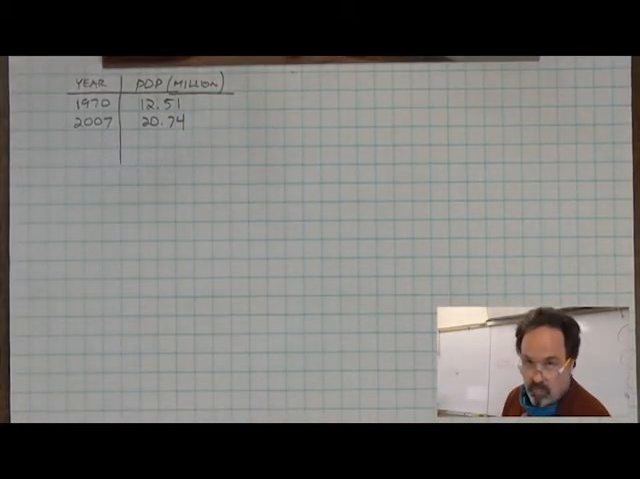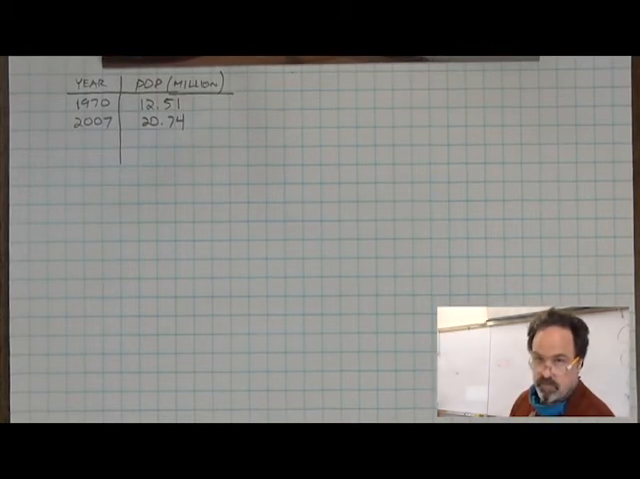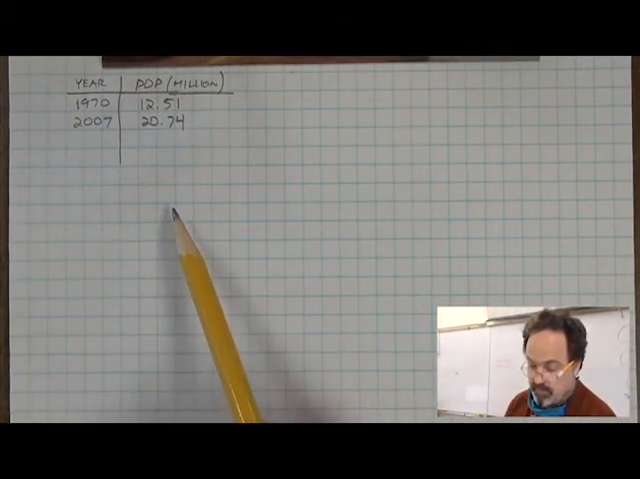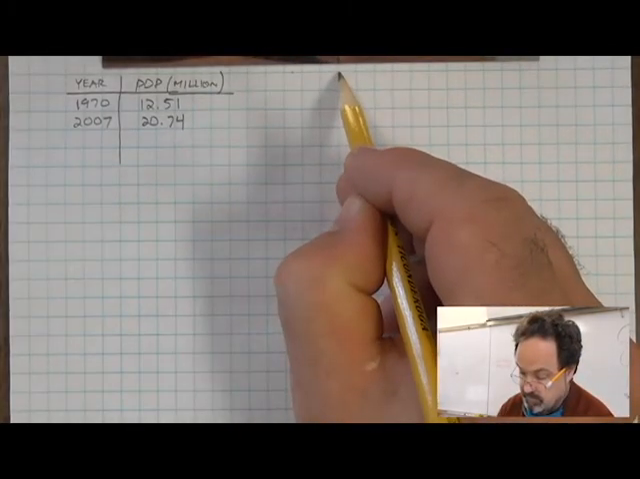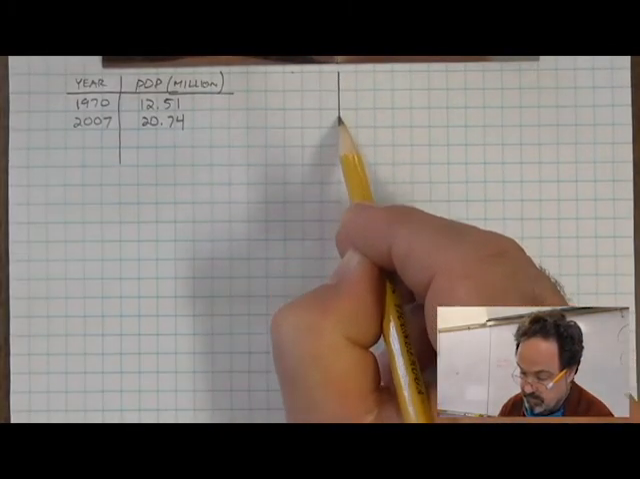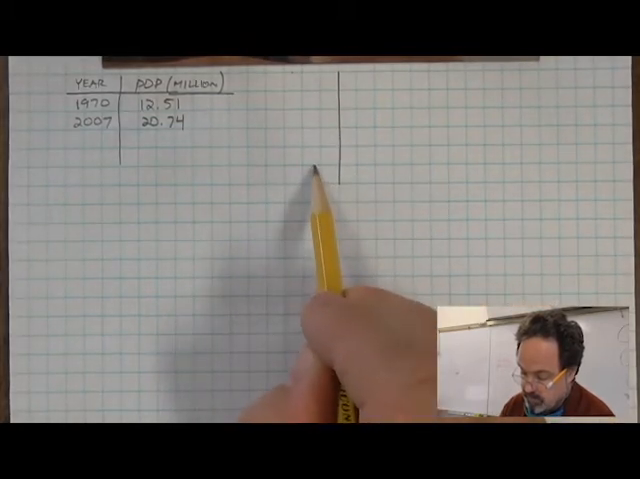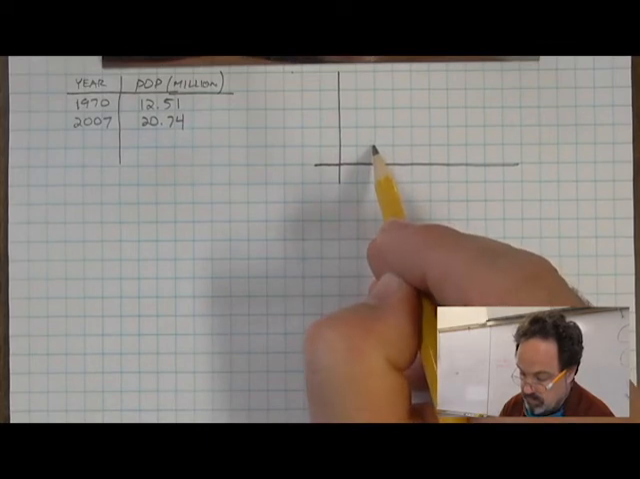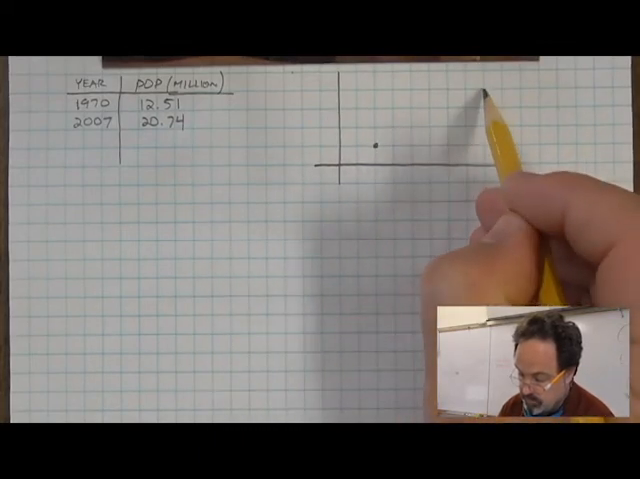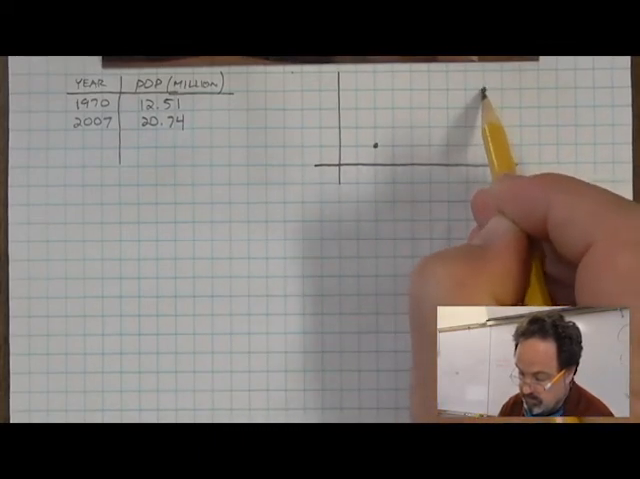So in a typical analysis, we would have maybe a full table of many data points. This is simplistic for our purposes. The next thing I'm going to do is sketch a graph. There's only 2 points in this table. There's only 2 points on the graph.